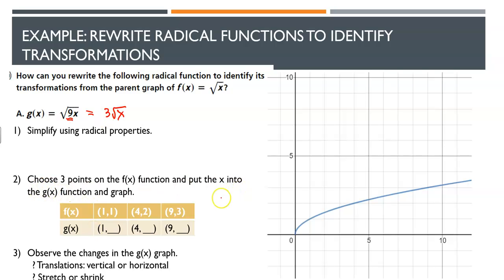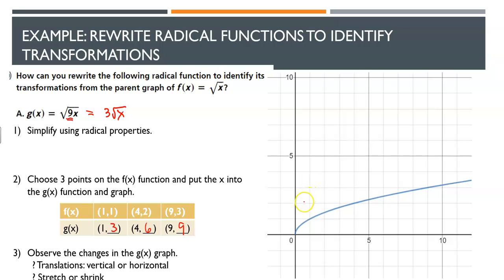Let's go ahead and graph these points. When we put 1 into this equation, we get 3 out. When we put 4 in, the square root of 4 is 2, 2 times 3 is 6. And when we put 9 in, the square root of 9 is 3, and we get 9 out. So the graph is going to look a little different, right?